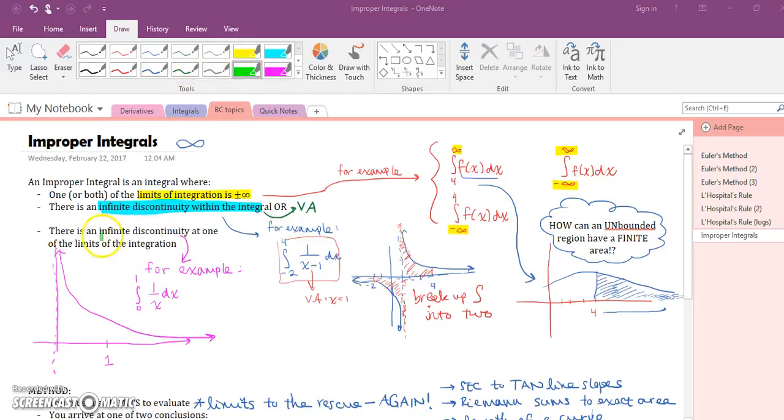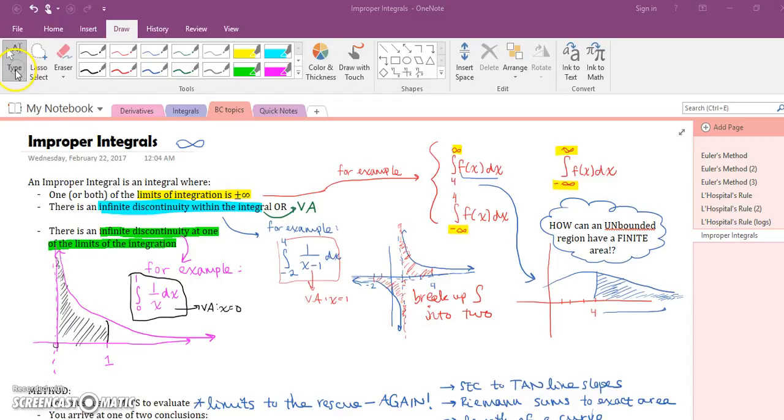The last case is if there is an infinite discontinuity at one of the limits of integration. So what that means is this looks harmless. It's like, oh, there's not an infinity anywhere in sight. But if you draw it, this function has a vertical asymptote at x equals 0, right here. So this is saying, all right, start at 0 and go to 1. Well, there's no problem with 1. I can think of the area under the curve. But then as I approach 0, it's like, oh boy, this keeps going and going and going. How can I find the area under the curve if it keeps going forever? So that's a third type of an improper integral.